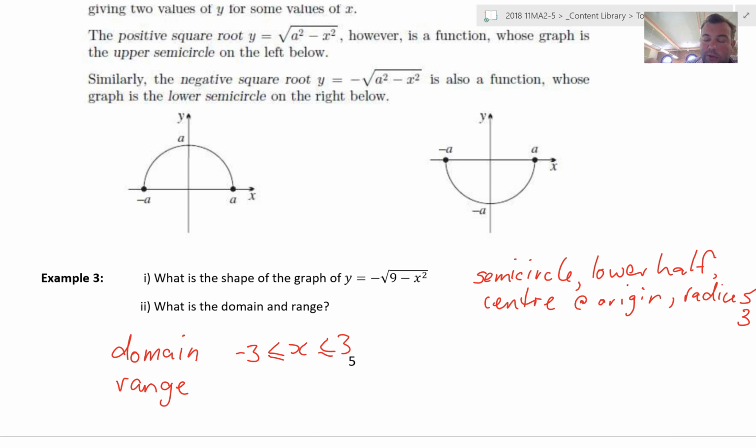My range is not quite the same. If it were a circle it would be, but this time there's no positive y in this. Whatever I put in here, once I take a square root, I'm making it negative, because we've defined that it's the negative square root. So it's all negative here, but it could go from negative 3 is less than or equal to y is less than or equal to 0, right? Semicircle, it just goes up to the x-axis. That's the domain and range of that semicircle.